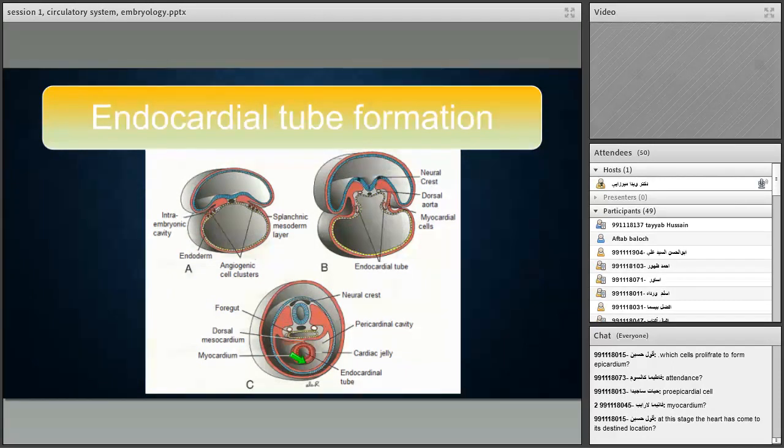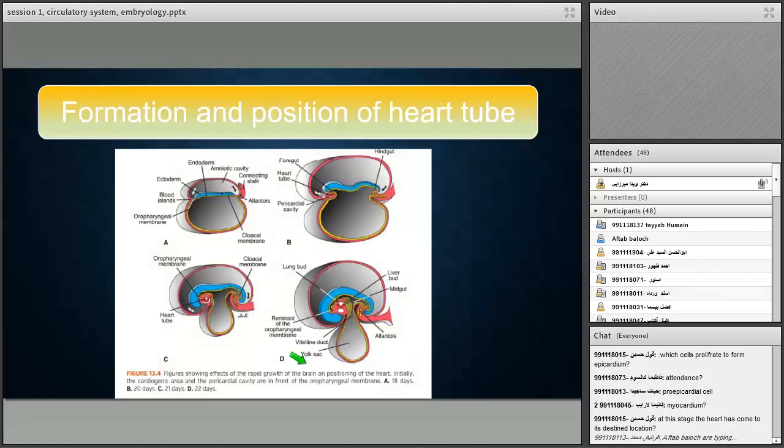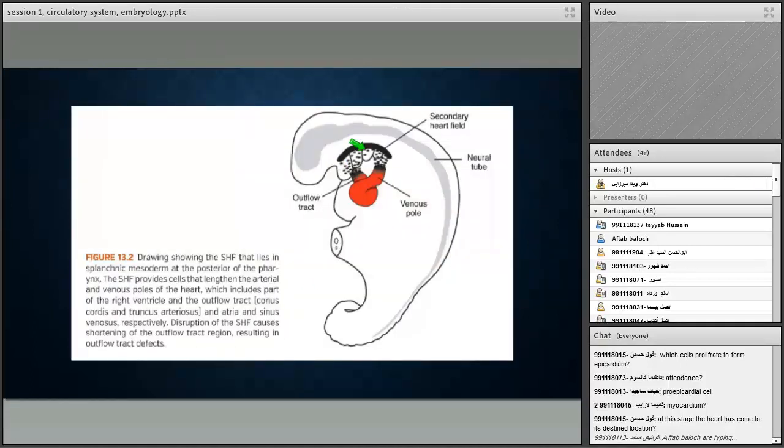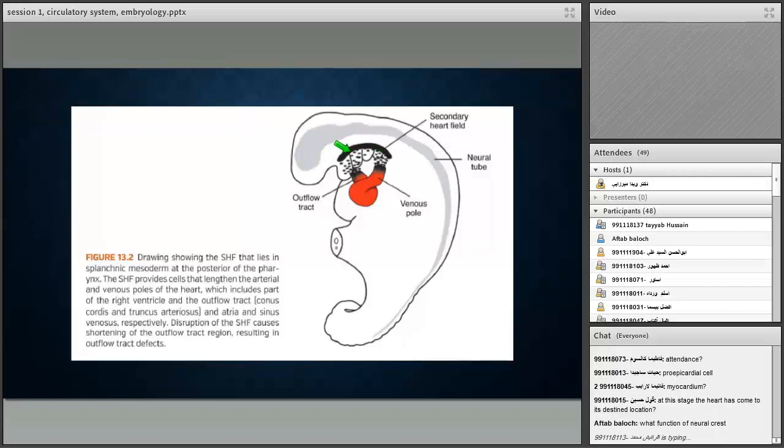At this stage, the heart is just in the cervical region. The heart is in the cervical region, and after that it will be placed in the thorax. Now the heart is in the cervical region. Like this slide. Look at here. Like this. Can you see? It's the cervical region.